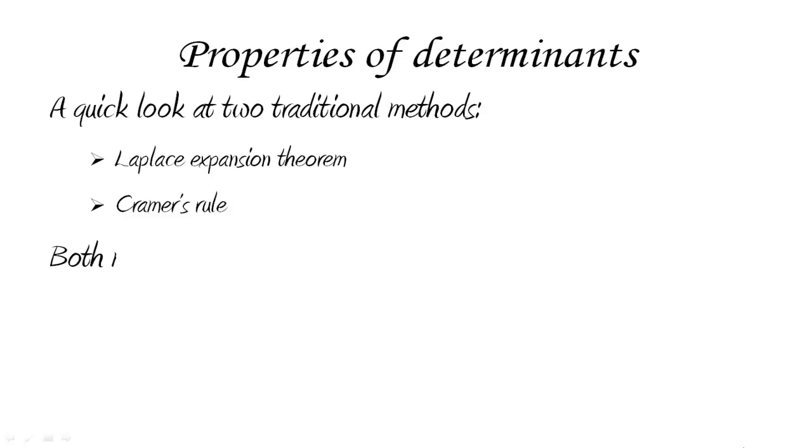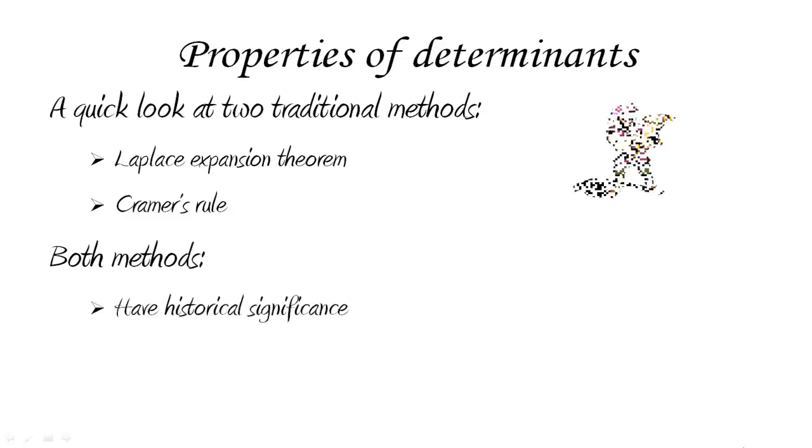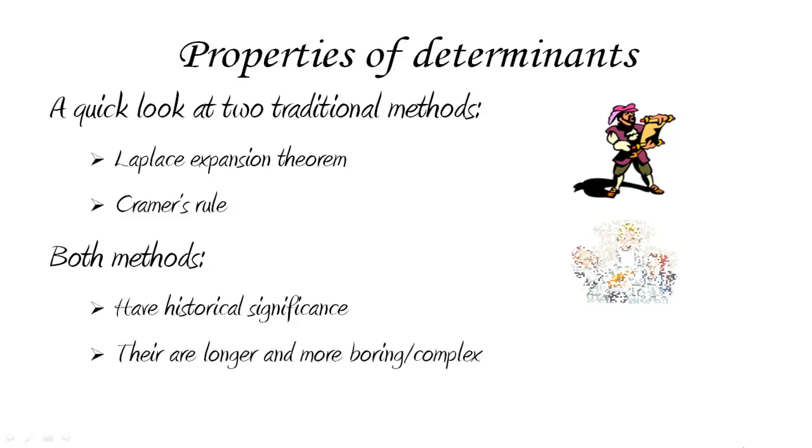So what these methods have in common is that both of them have historical significance. They're traditional methods, so you want to know something about them because probably other people have heard about them, and you will run into them at some point or the other. The other thing is that unfortunately they're longer and more boring or complex than the methods that we will actually be using in class. So from one point of view, you may wonder why do we have to go through that? But yes, we do.